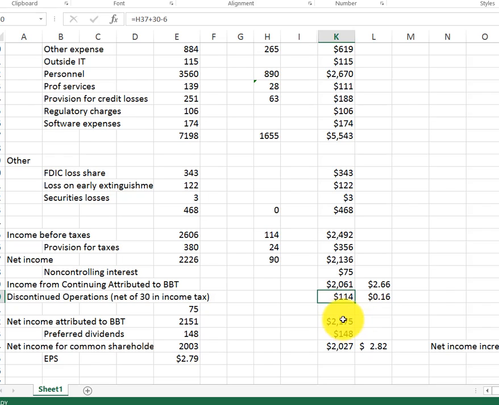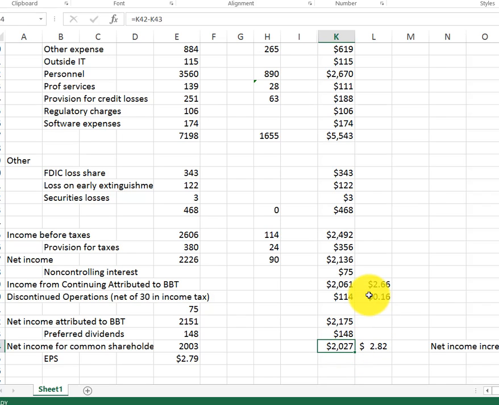So we then also have the non-controlling interest, just like we did before. Net income, we subtract out the preferred dividends. We get a new net income for common shareholders, divide it by the number of shares outstanding. Noticing that the net income increased here. Before it was 2,003, now it's 2,027, a difference of 24. That's the gain on the sale of the segment of 30 minus the 6.